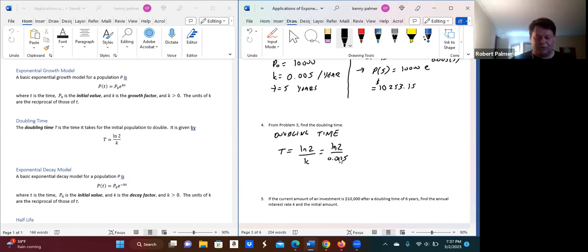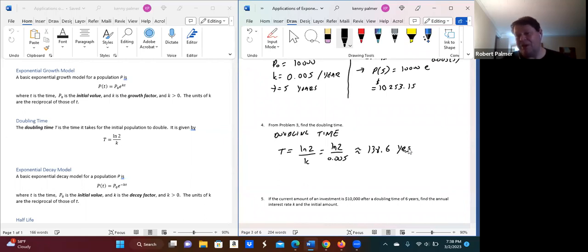So find the natural log of 2, and divide that by 0.005. Okay. And so the doubling time is actually a long time. In terms of years, this is about 138.6 years.